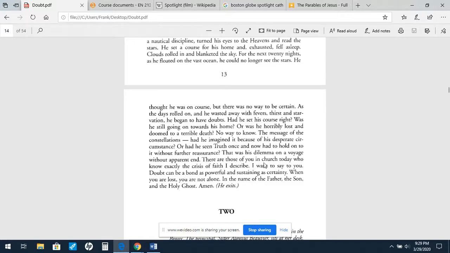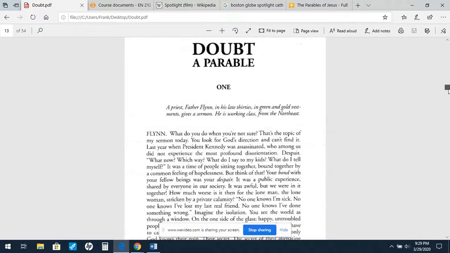"There are those of you in church today who know exactly the crisis of faith I describe. I want to say to you, doubt can be a bond as powerful and sustaining as certainty. When you are lost, you are not alone. In the name of the Father, the Son, and the Holy Ghost." All right, so now we have no further context for this, right? We imagine he's the only one on stage. We don't see the congregation. He's just one character, and his sermon here is monolithic. In other words, there's a common theme here, and there's no room for response of any kind.